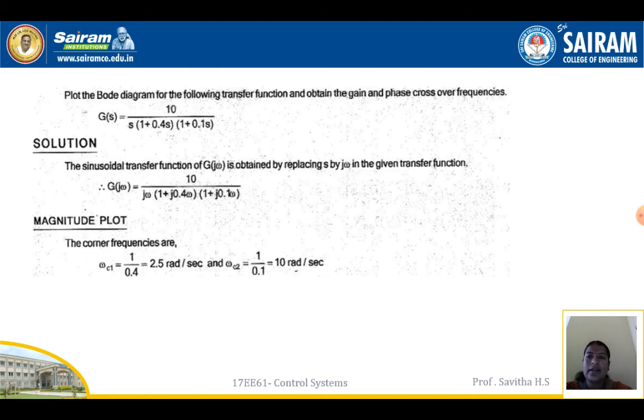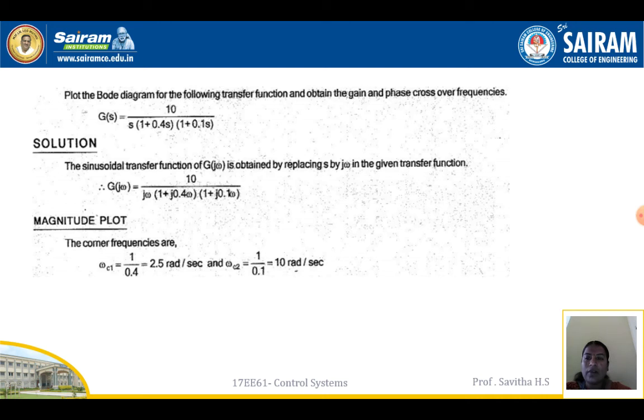So we'll take the second example. Plot the Bode diagram for the following transfer function and obtain the gain and the phase crossover frequencies. G(s) is equal to 10 divided by s(1 plus 0.4s)(1 plus 0.1s). The sinusoidal transfer function G(jω) is obtained by replacing s with jω in the transfer function: 10 divided by jω(1 plus j0.4ω)(1 plus j0.1ω).